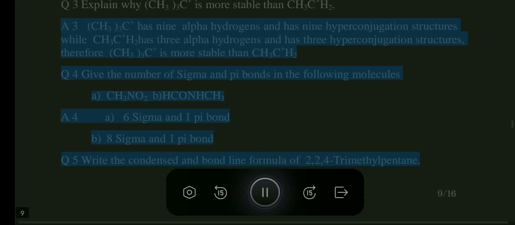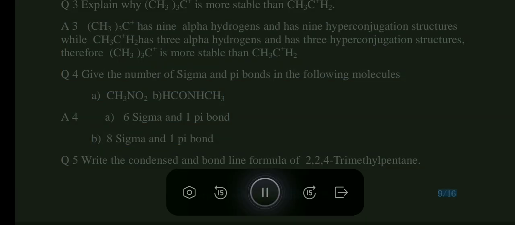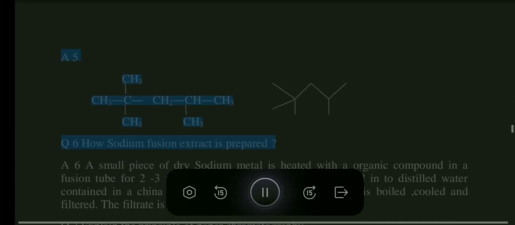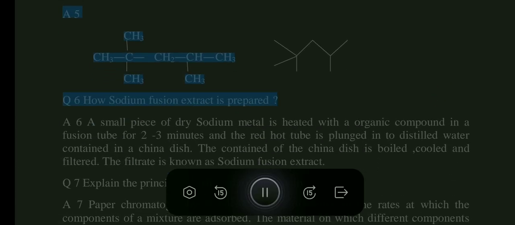Q4: Give the number of sigma and pi bonds in the following molecules: A. CH3NO2, B. the second molecule. A4: A. 6 sigma and 1 pi bond. B. 8 sigma and 1 pi bond. Q5: Write the condensed and bond line formula of 2,2,4-trimethylpentane. A5: CH3C(CH3)2CH2CH(CH3)CH3.